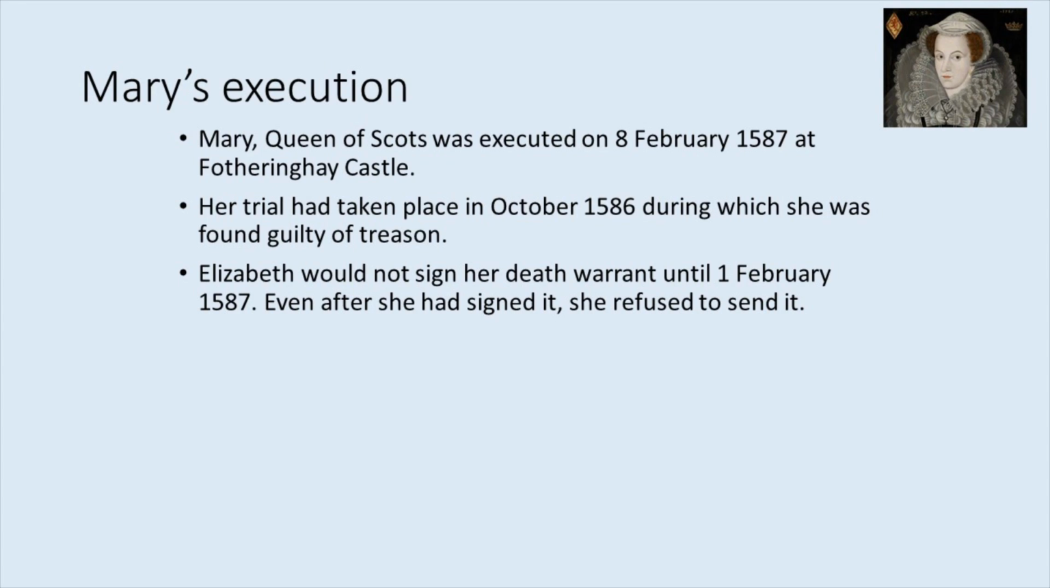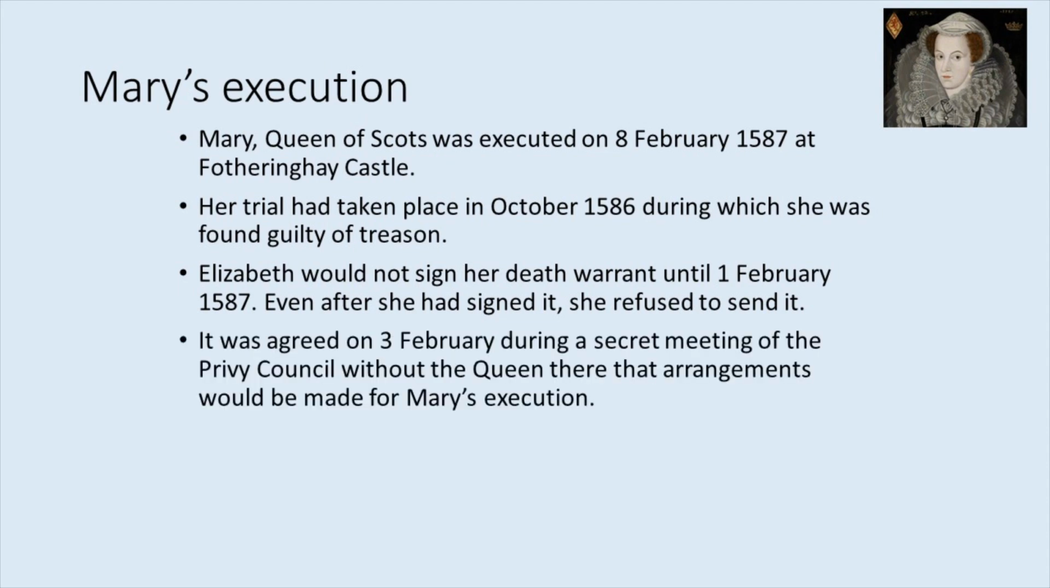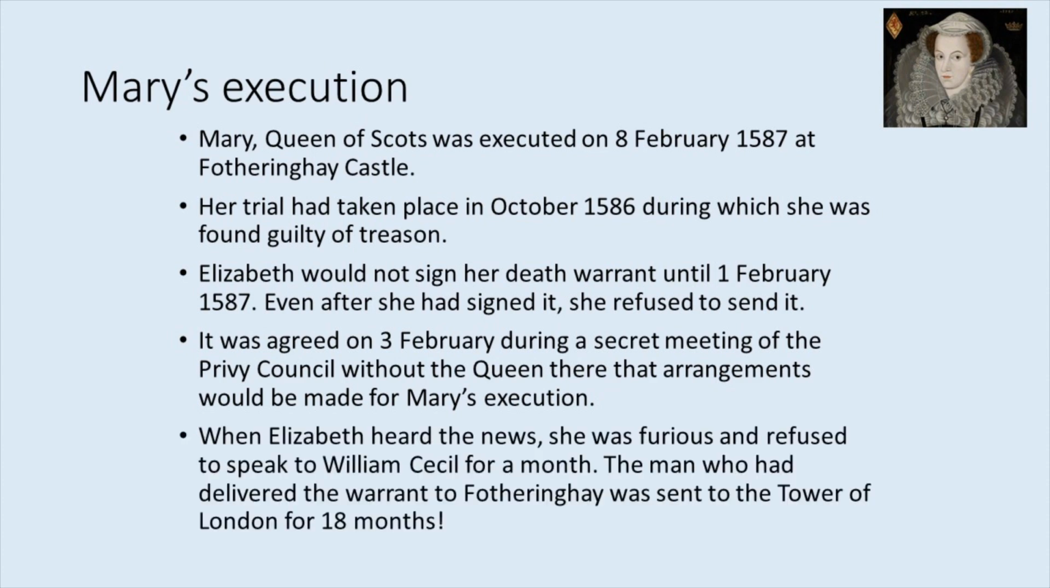Even after deciding that Mary was guilty, Elizabeth was still split as to whether or not she should execute her Catholic cousin. Even after she had signed it, she refused to send it. It was agreed on the 3rd of February, during a secret meeting of the Privy Council without the Queen, that arrangements would be made for Mary's execution. When Elizabeth heard the news, she was furious and refused to speak to William Cecil for a month. The man who delivered the warrant to Mary was sent to the Tower of London for 18 months.